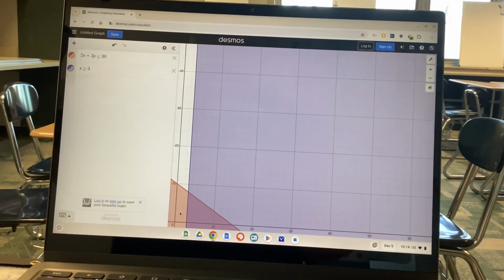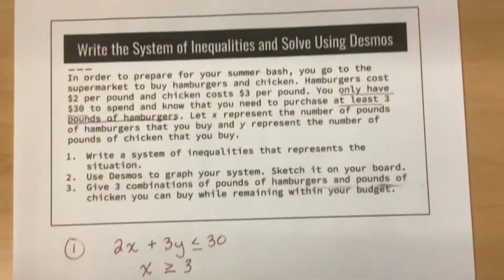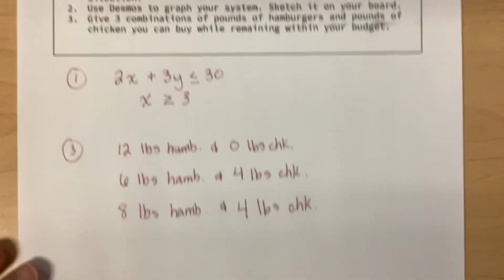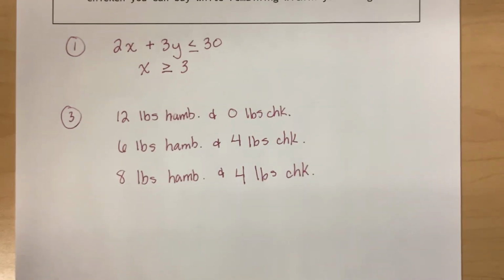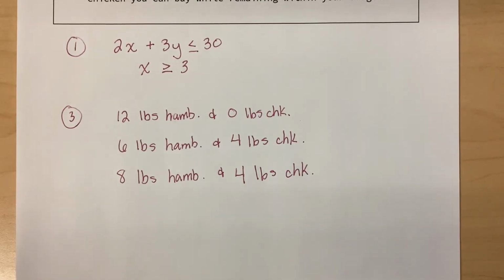So let me show you the combinations I chose, and obviously there are others you could pick, but these are just the ones that I went with. So there they are, and that's it. That's how you write systems of inequalities, use DESMOS to graph them, and find solutions in the context of the problem.